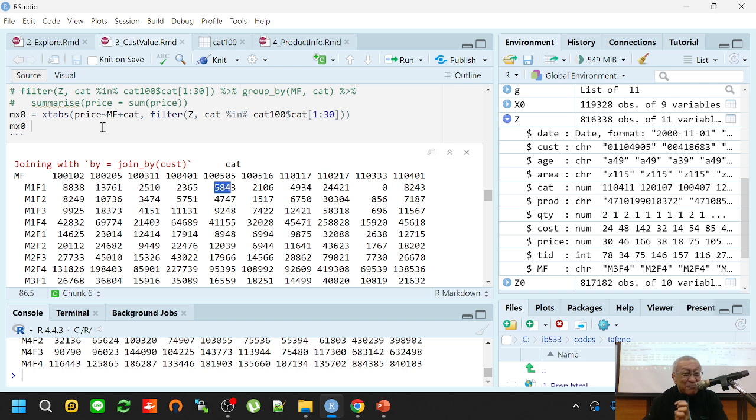So this xtabs is a very useful command. It summarizes the combination of two categorical variables. For every combination of these two variables, it summarizes the price. With that, you can see how different groups spend on different categories, and we put that in the matrix, and then we visualize it.